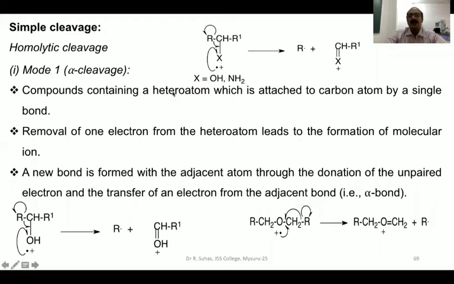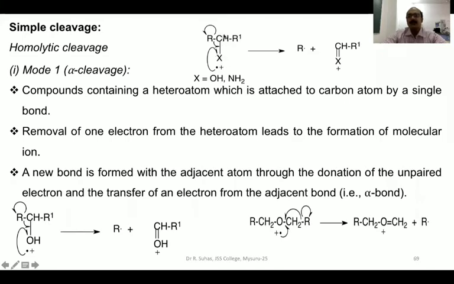So alpha cleavage is seen in compounds containing a heteroatom which is attached to the carbon atom by a single bond. Here, this is the example. X is the heteroatom. X can be either hydroxyl or NH2, a primary amine. So O is a heteroatom, N is a heteroatom. Think that in place of X, OH is attached. So mode 1 cleavage or alpha cleavage is seen in those compounds in which this heteroatom is attached to carbon through a single bond. In such a case, you will see homolytic cleavage.